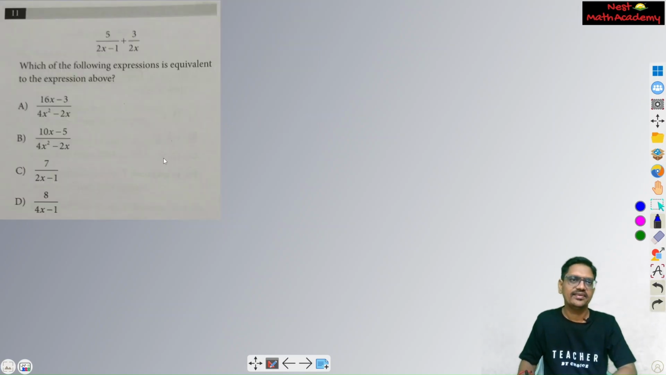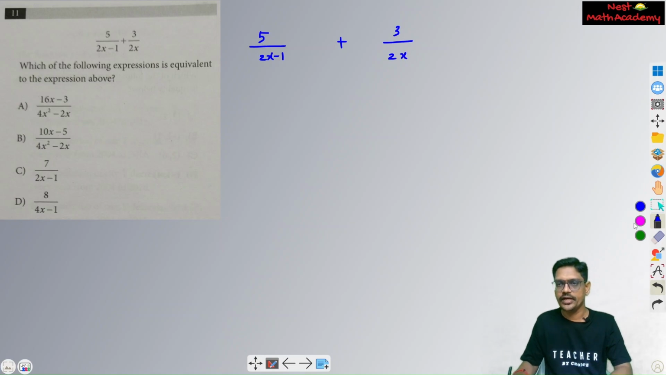Question number 11. Which of the following expressions is equivalent to the expression above? Okay. Let's copy the given expression. 5 divided by 2x minus 1 plus 3 divided by 2x. Clearly, if you want to add two fractions, we want to have the common denominator.